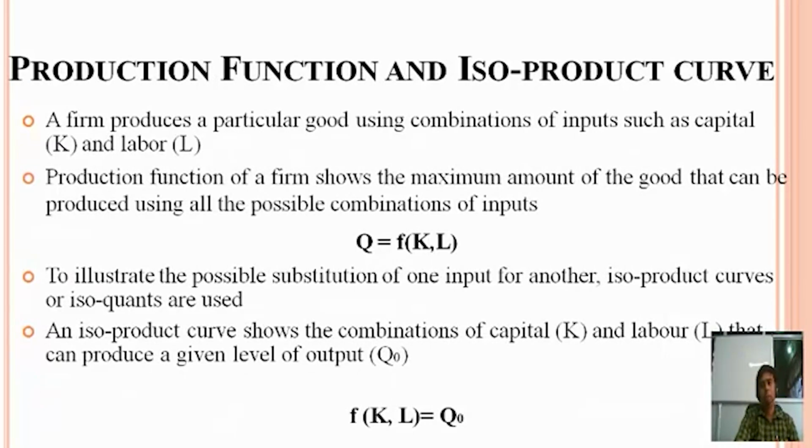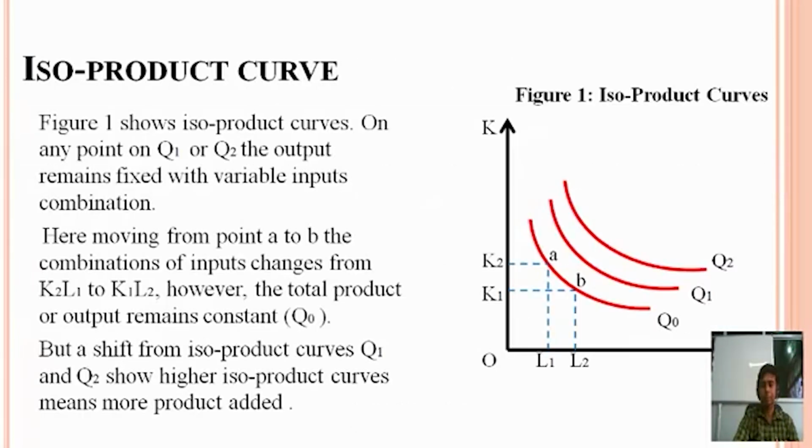So in macroeconomic theory, we can see in terms of the production function and the isoproduct curve, a firm produces a particular good using a combination of inputs such as capital and labor. Q is a function of K and L, where K is capital and L is labor. So if it is isoproduct curve Q0, which is again a function of capital and labor, in this figure one can see that on a particular curve such as Q0, two different points are shown, and that shows two different combinations of capital and labor.